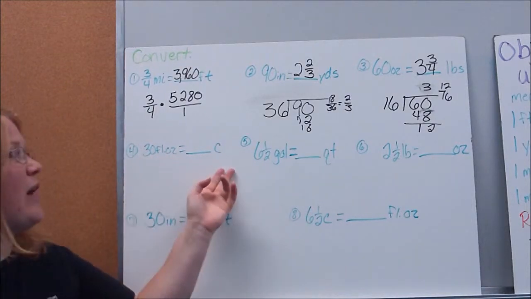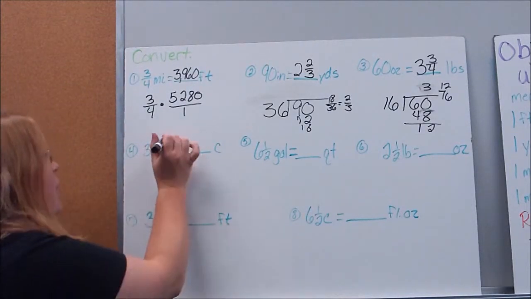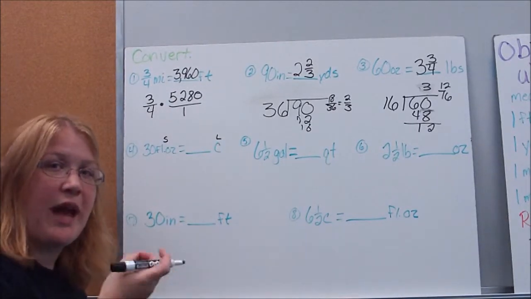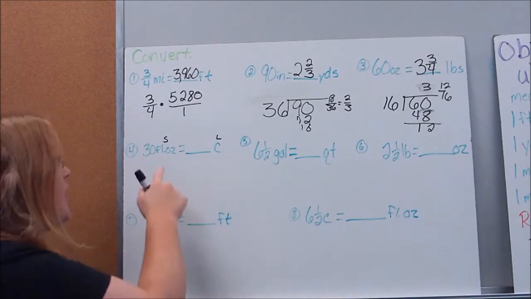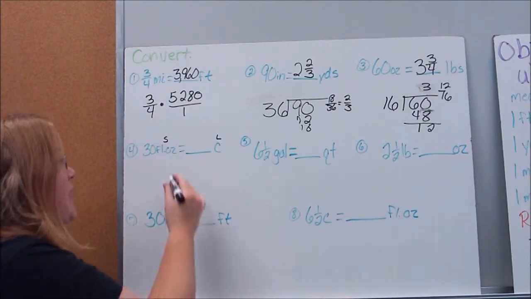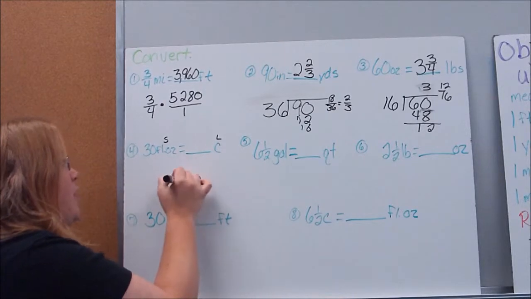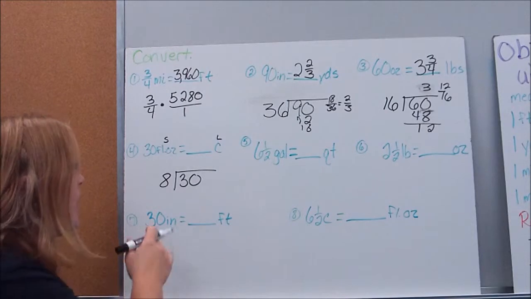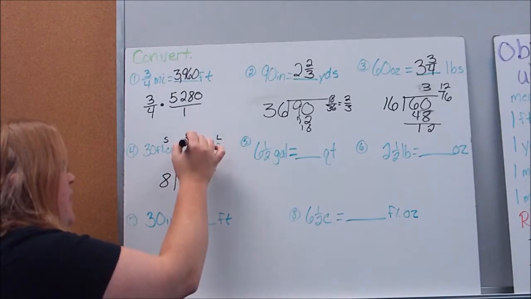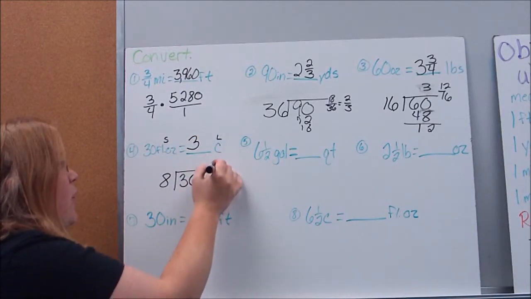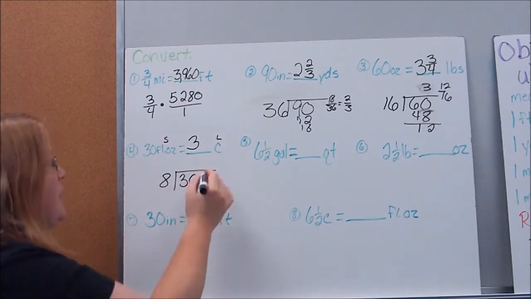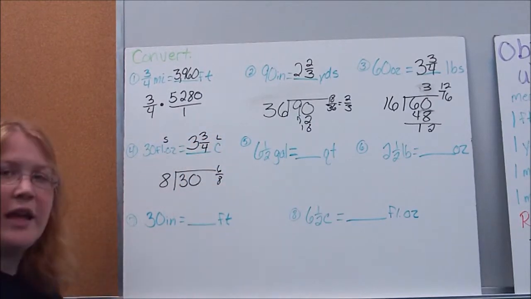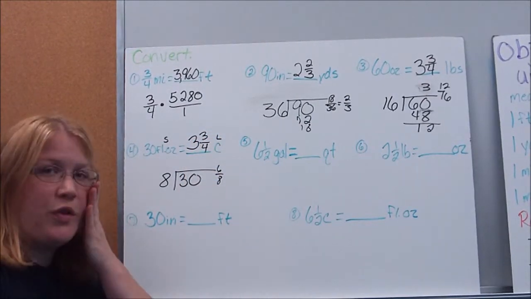So here I'm going from fluid ounces to cups. So here I'm going from small to large, okay? It takes 8 fluid ounces to make 1 cup, so the ounces are smaller. So that means small to large means I'm going to divide. So I'm dividing my 30 fluid ounces by the 8 that it takes to make a cup. And this is going to go into here 3 times with 6 left over. 6/8 reduces to 3/4. All right. And again, if it's easier for you to do it as a decimal, do it as a decimal. That's fine.